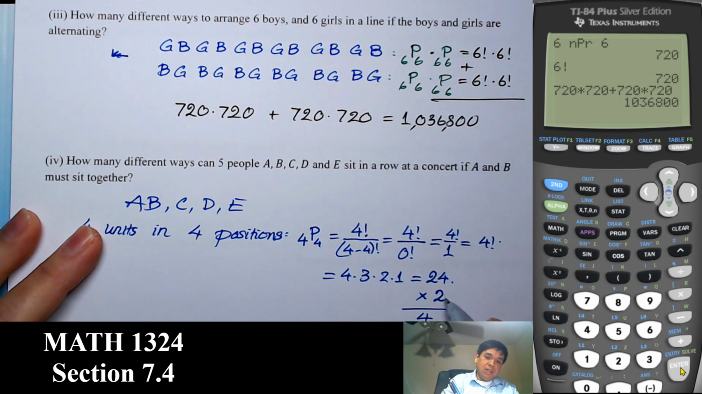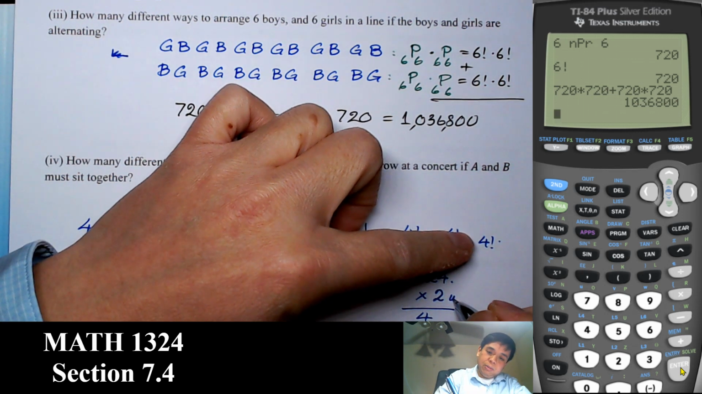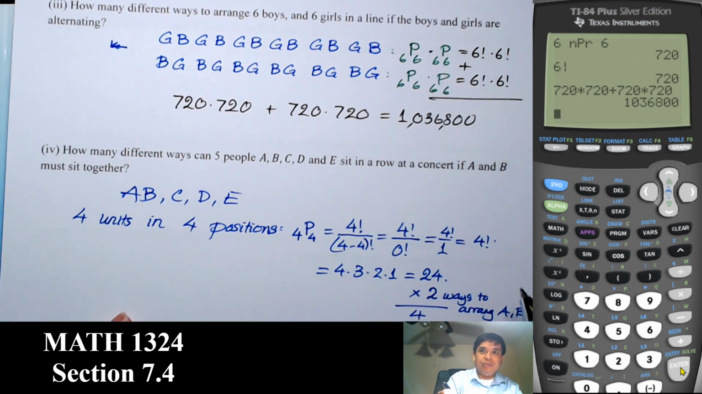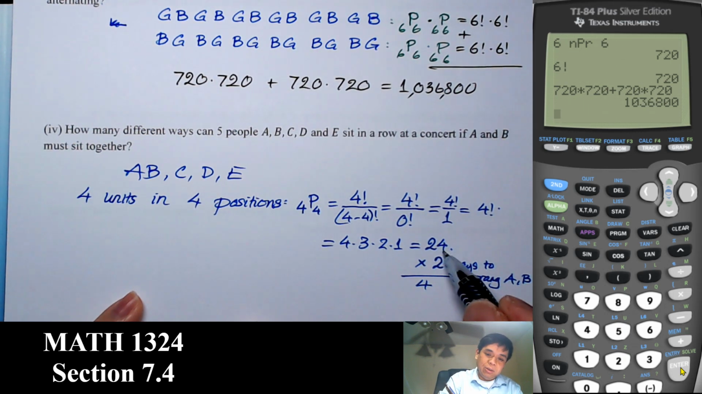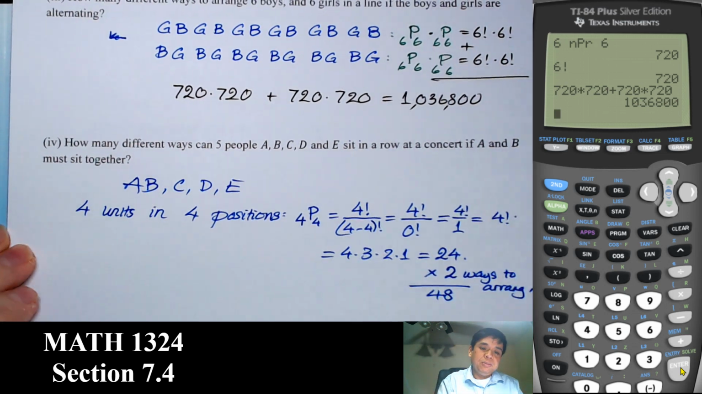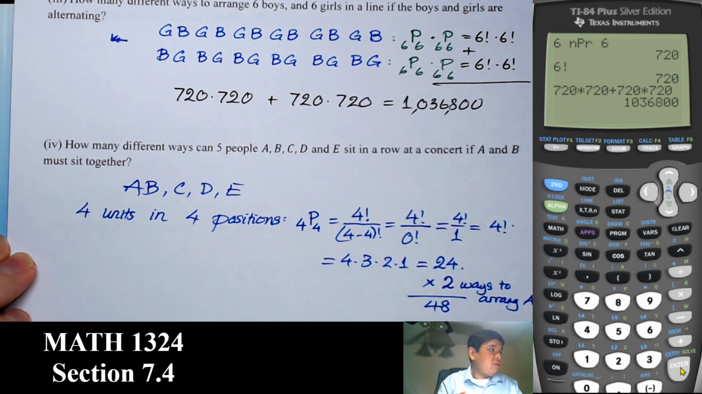That's the second stage. You choose A then B, or B then A. So that means 2 ways to arrange 2 people into 2 seats. So 24 times 2 is 48. So that's 48 different ways to rearrange these 5 people.